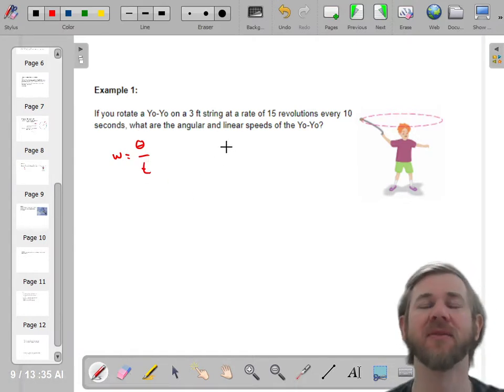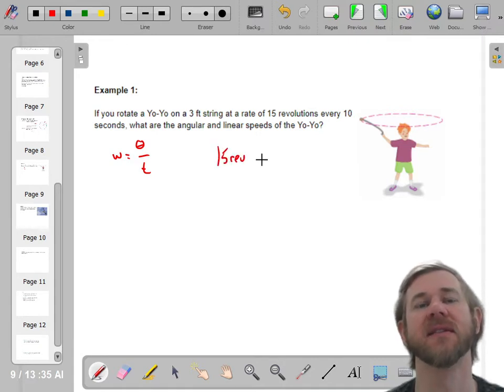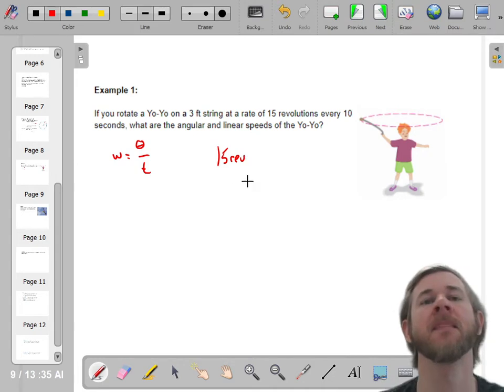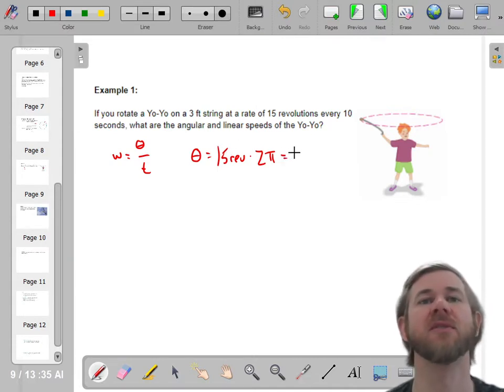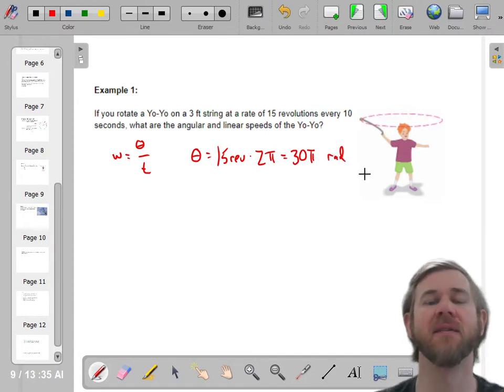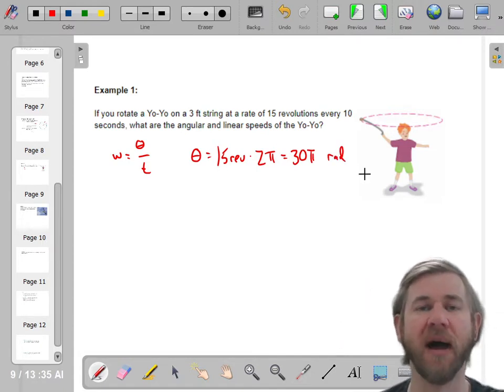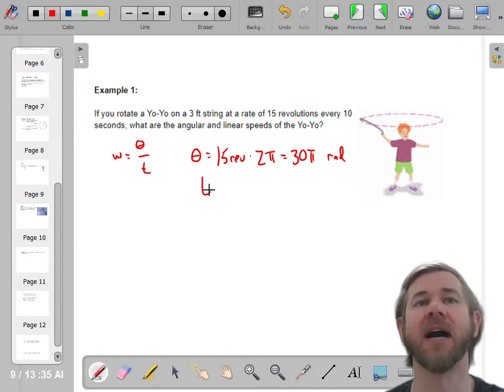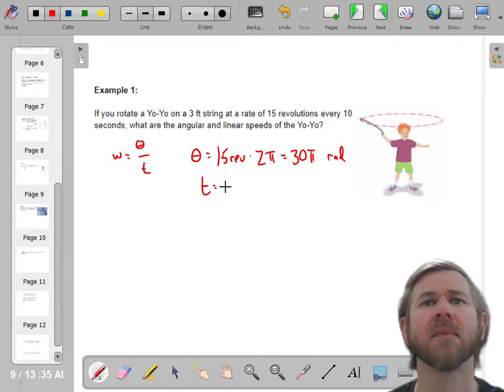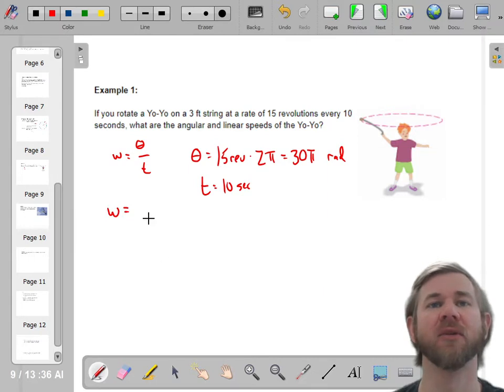For theta, we first need to realize that he spins it around 15 times, and each revolution is 2 pi radians. So our theta is 15 revolutions times 2 pi radians, which is 30 pi radians. That's 15 full spins. So we know theta, and now our time is 10 seconds. So our angular speed, W, would be 30 pi radians over 10 seconds.